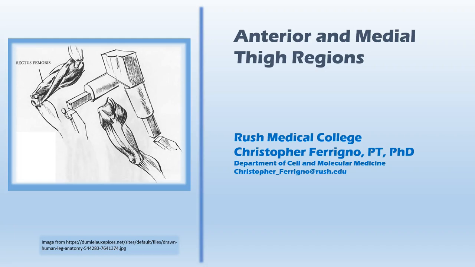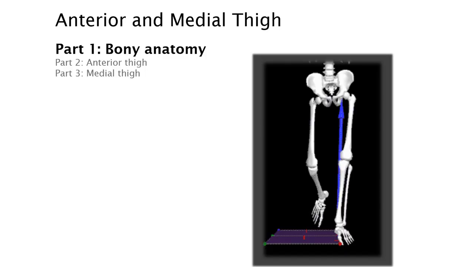This video discusses the anterior and medial compartments of the thigh. Before you listen to this, you may want to watch the short 15-minute or so videos for the hip and the knee joints. The next video in this lower extremity series will be on the gluteal and posterior thigh regions. For the anterior and medial thigh, this is the first of 3 smaller videos. In this video, the bony anatomy pertinent to the anterior and medial thigh will be discussed.